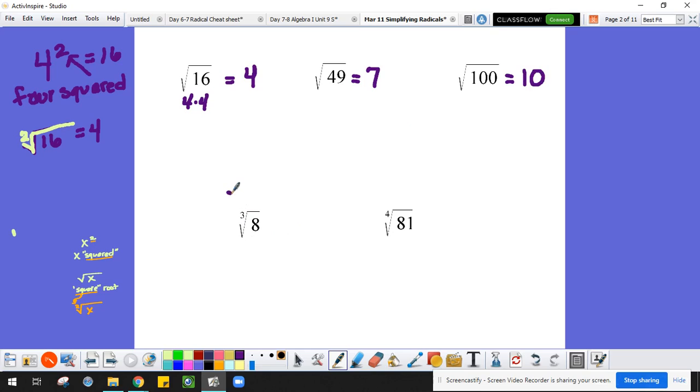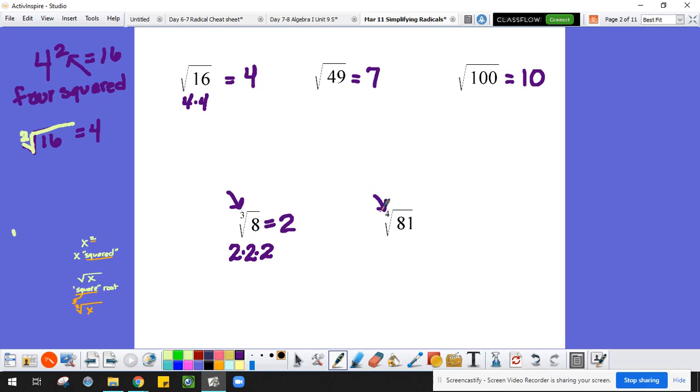I am going to show you that you can have different roots. You can get the cube root of 8. So that is not asking you what you can use twice to get 8. It's asking you what can you use 3 times. In this case, 2 times 2 times 2 equals 8. So the cube root of 8 is 2.